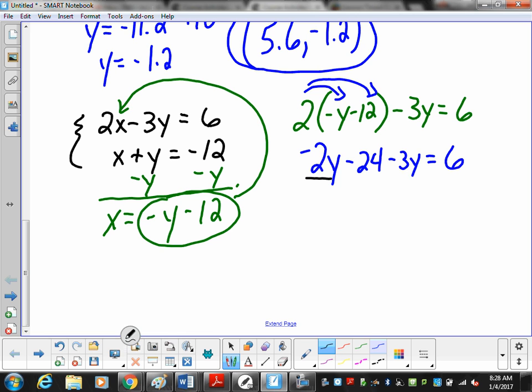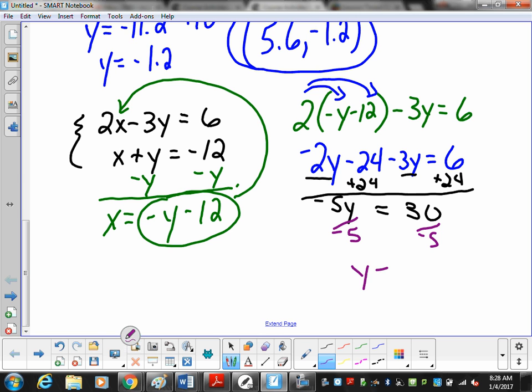Negative 2y minus 3y is negative 5y. And then I'm going to add the 24 to both sides also in this step. So negative 5y equals 30. And then to get y, I divide both sides by negative 5. Y equals negative 6.